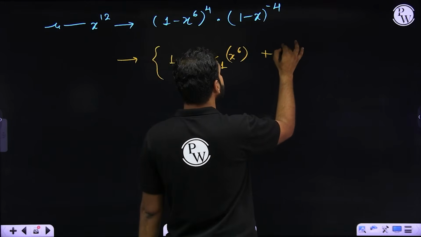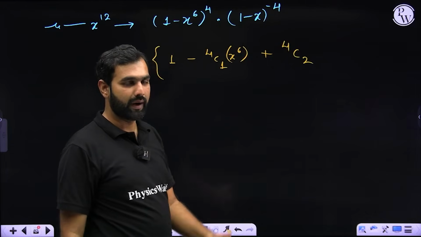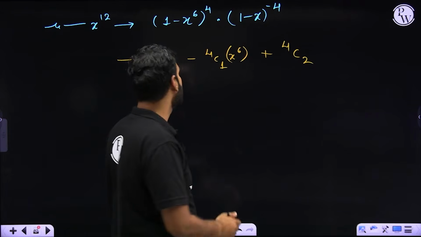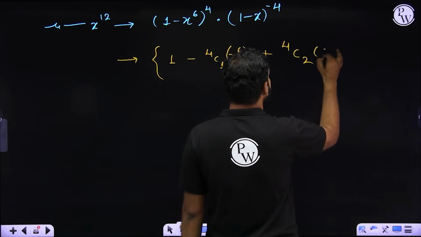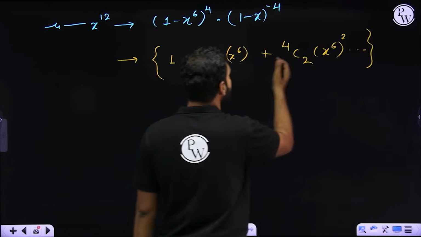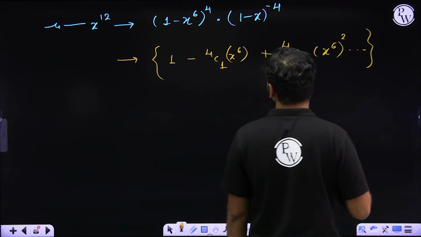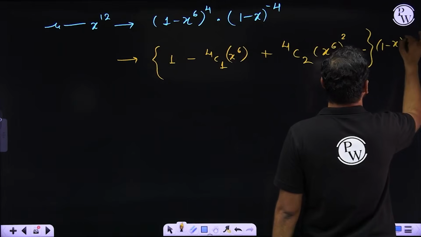The next term will be 4C2. Why plus? Because x to the power 6 will be squared. So minus x to the power 6 when squared gives you a plus sign. Of course, 1 when raised to any power does not make any changes here. But x to the power 6 to the power 2 and so on. But I am not concerned about the other terms. Why? I'll tell you the reason. But let me write this part here. 1 minus x to the power minus 4 here.